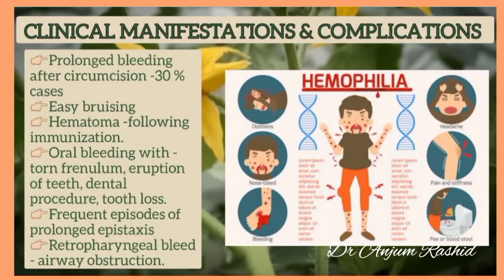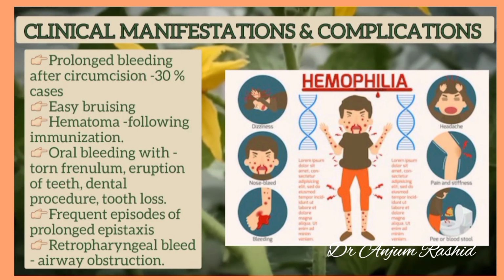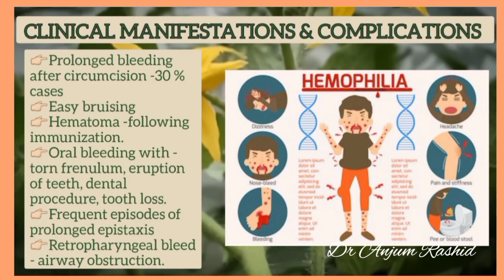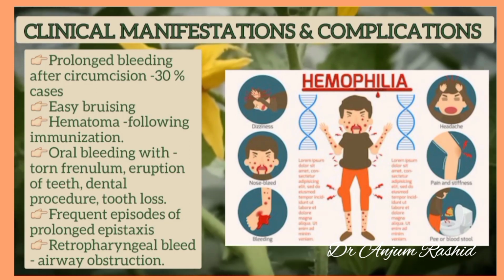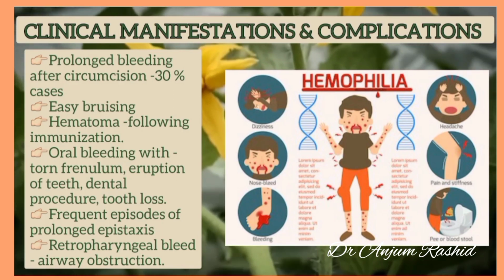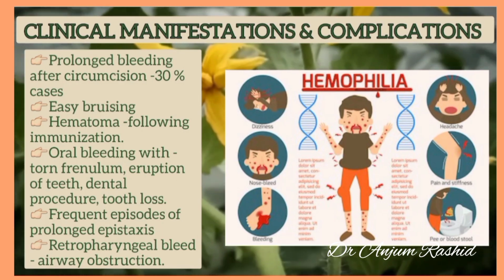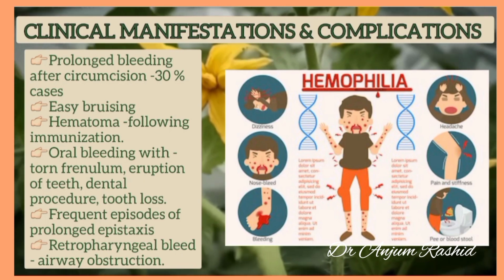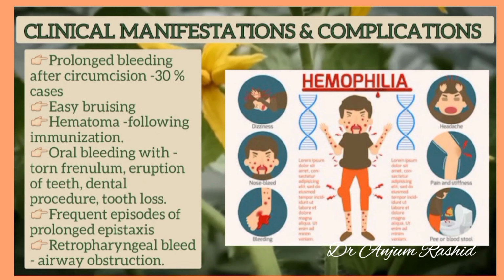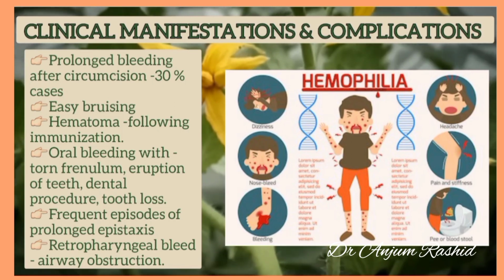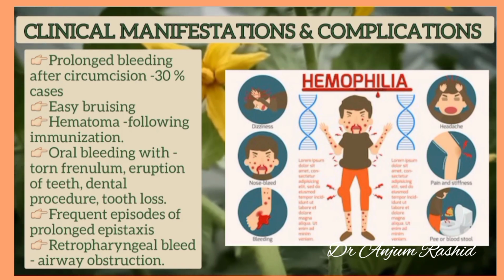Now, in 30% of patients with hemophilia, there is prolonged bleeding after circumcision. There is also a history of easy bruising and hematoma formation following immunization. There may be oral bleeding with minor trauma such as torn frenulum, eruption of the teeth, any dental procedure or tooth loss. There may be frequent episodes of prolonged epistaxis. Now, there may be retropharyngeal bleed, and it is a surgical emergency because it can cause airway obstruction.